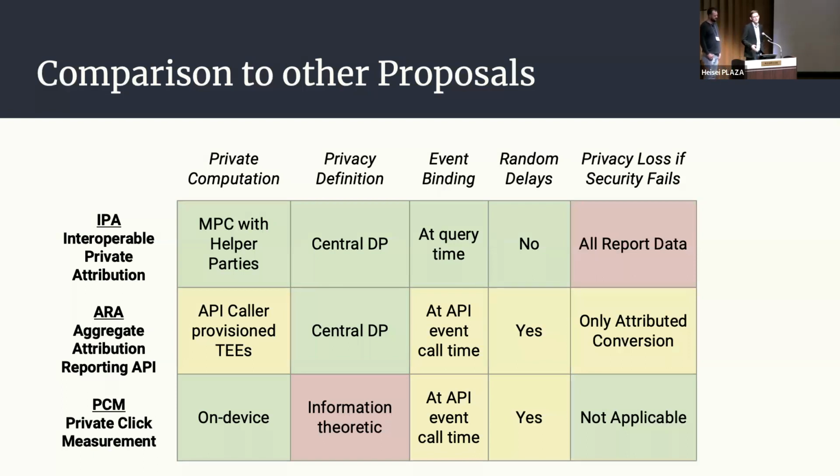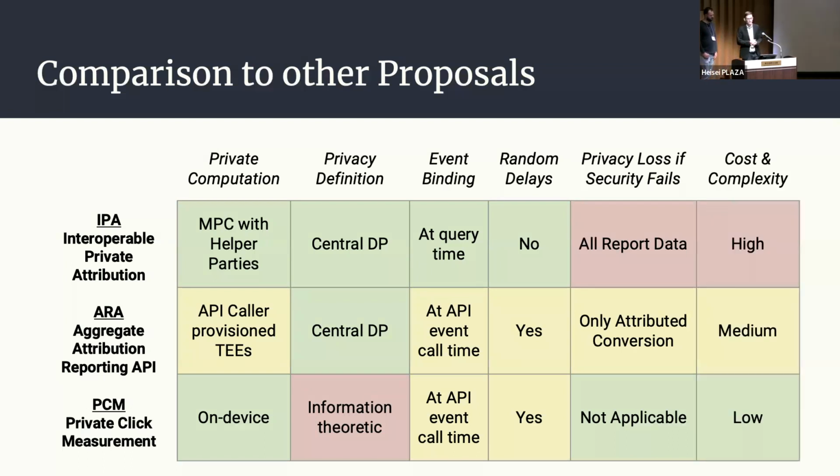In the worst case scenario, that the security properties of the entire protocol fail, either through exploit or error or helper party collusion, IPA would leak all individuals' data in the system. ARA, in such a scenario, would also reveal individuals' data, though less so than IPA because only information about people who both saw an ad and made a purchase would be released. PCM doesn't rely on a private computation environment, so this is a little bit different there.